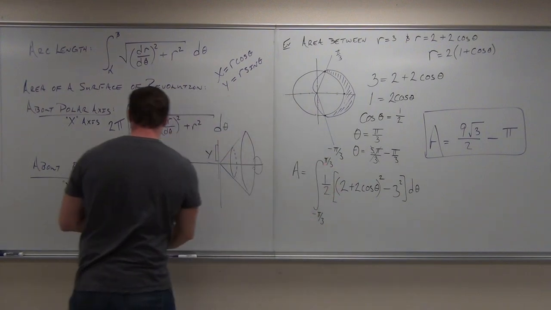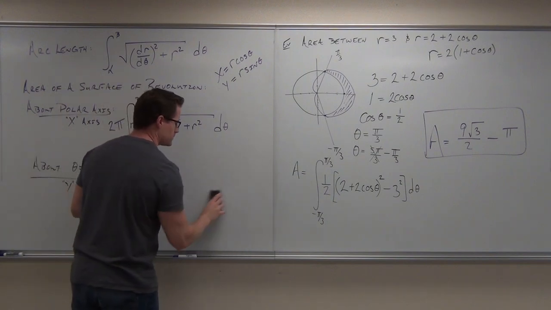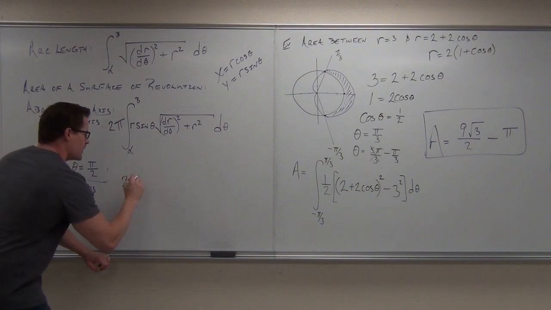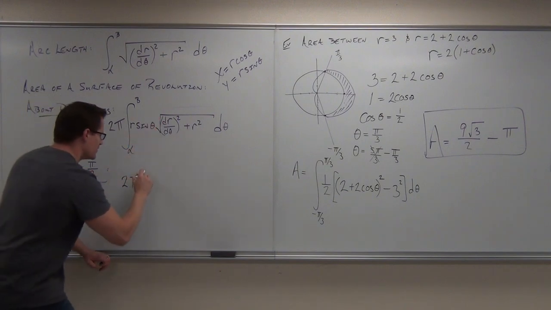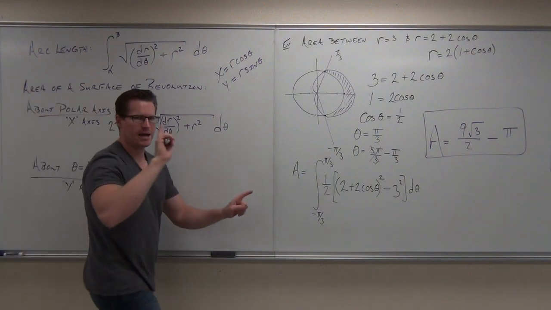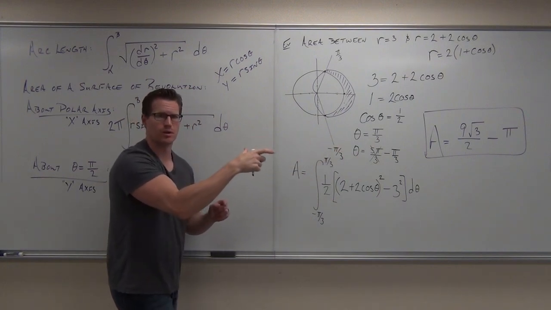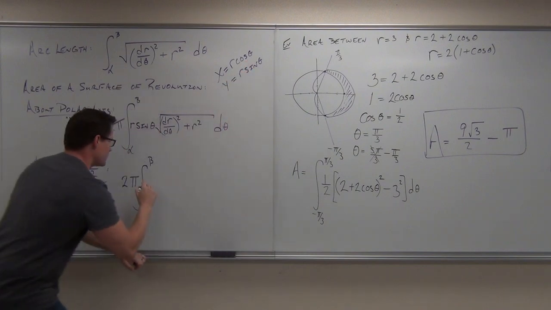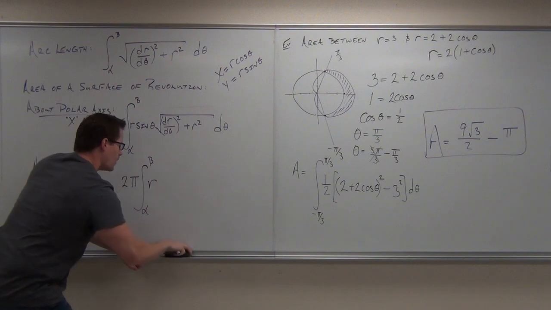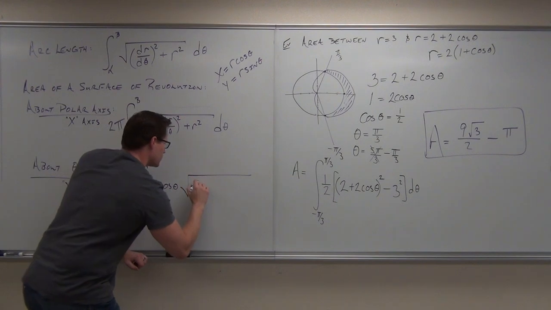Now, can you tell me what the only difference between this and this is going to be? What do you think? The r. Say what now? The r cosine theta. That's right. Why? I mean, x. Because why? Because it's x. Yeah, that's right. So if I was going around the y-axis this way, then my radius is going to be the x component. Since x is r cosine theta, we have 2 pi radius, or x, r cosine theta, and then we have length.